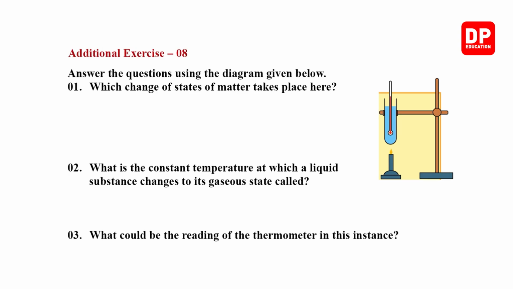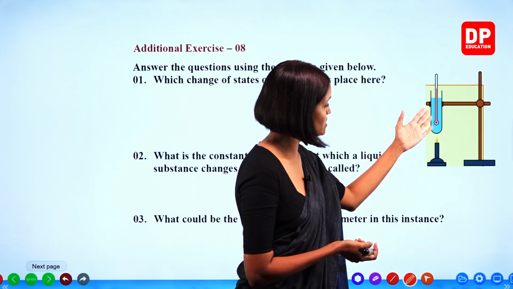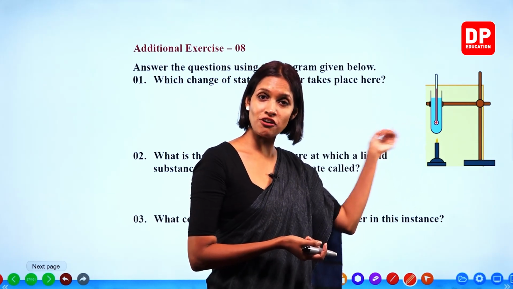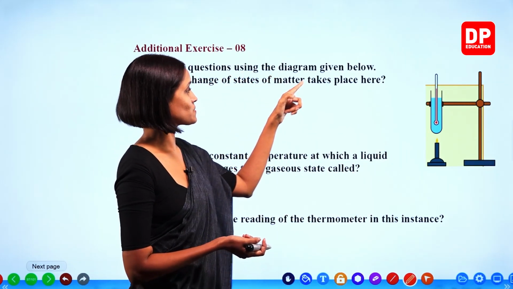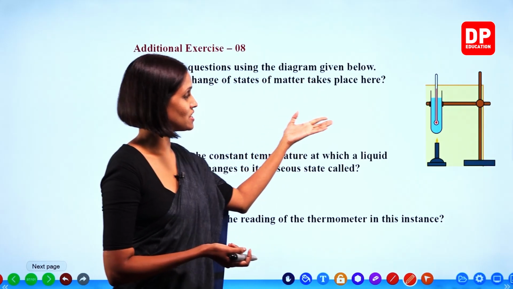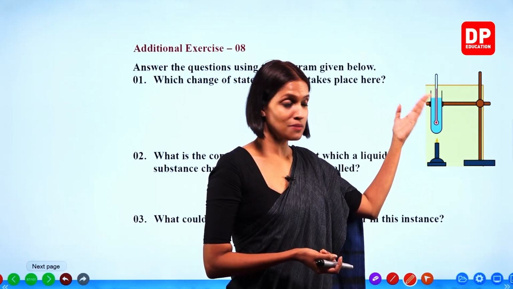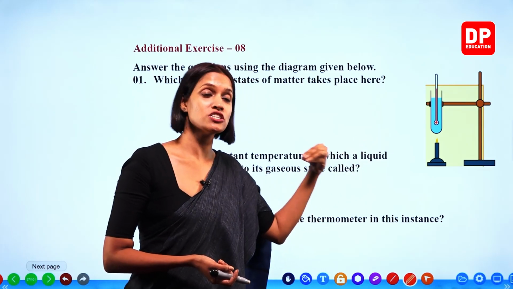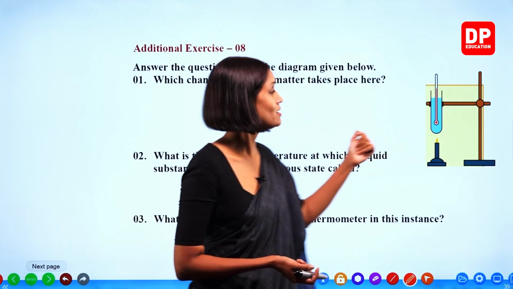Exercise number 8. Answer the questions using the diagram given below. So, do you remember this diagram? We used a similar diagram to check the boiling point of water. Okay. Which change of states of matter takes place here? What happens here when you supply heat to water? It gets heated up and at one point it starts boiling, which means liquid water changes to its gaseous state, into steam, right?